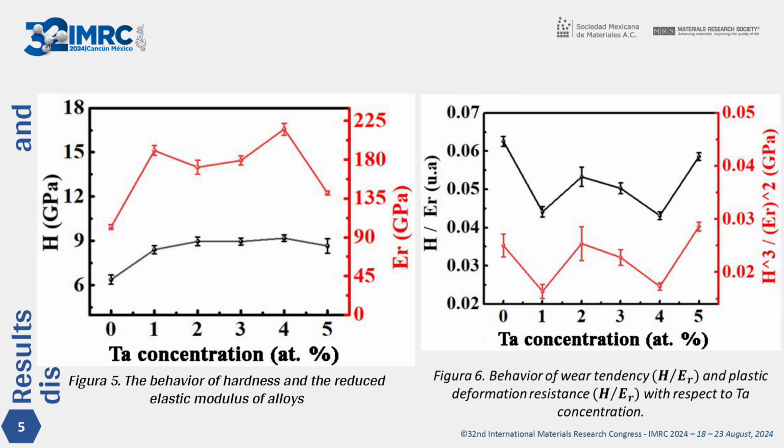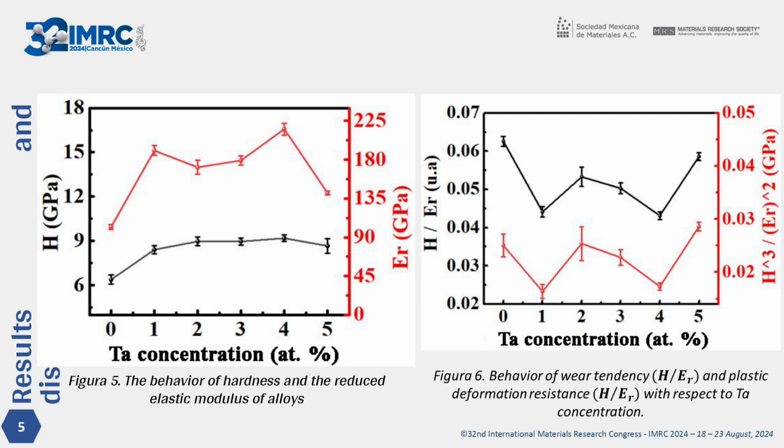With regard to the reduced modulus of elasticity, it's essential to recall that this parameter signifies the capacity of the material to undergo elastic deformation under the influence of a load. The samples with 0 and 5 at% of tantalum exhibit a low modulus of elasticity, indicating that the material displays greater flexibility and is capable of undergoing greater elastic deformations before reaching its elastic limit.